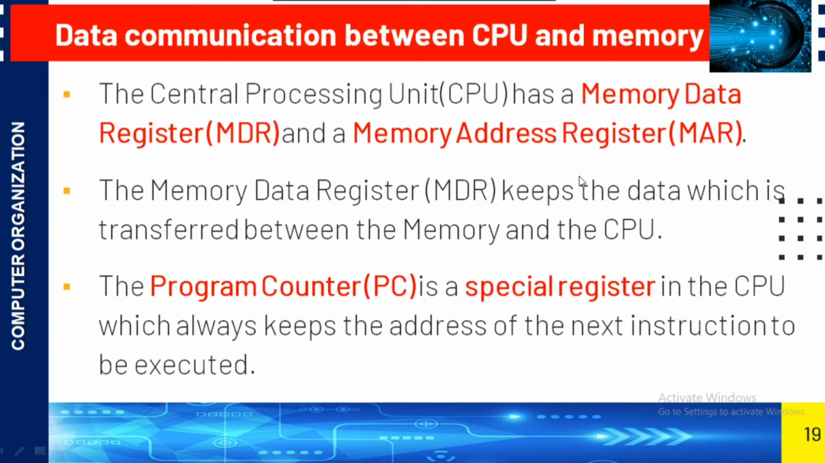How many registers are present in the CPU? Memory data register, memory address register, and one more special register, the program counter. The MDR keeps the data, the MAR keeps the address of the data or instruction, and the program counter keeps the address of the next instruction.